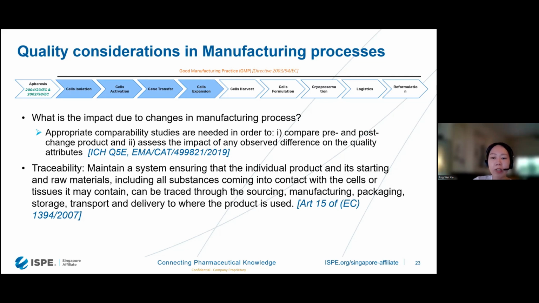Traceability. According to GMP guidelines, a system ensuring traceability of starting and raw materials must be in place. Companies that make ATMPs must be able to trace all their products from where they are manufactured to the hospital or establishment where they are delivered to patients. Hospitals are also required to be able to trace all patients that receive them.